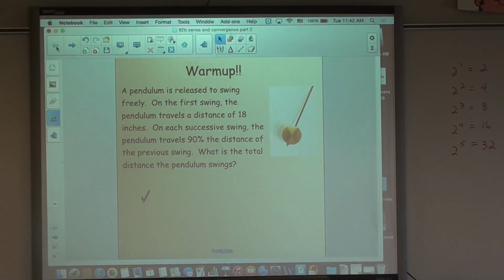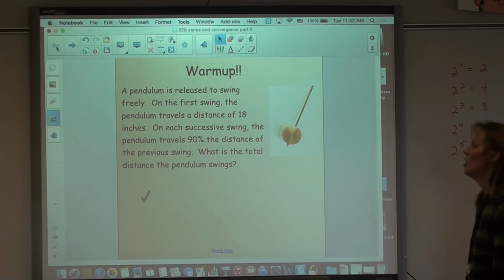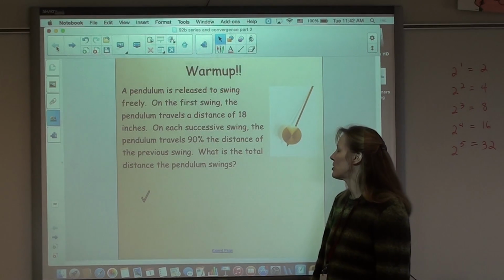So we have a pendulum that is released to swing freely. On the first swing, the pendulum travels a distance of 18 inches. On each successive swing, the pendulum travels 90% the distance of the previous swing. What is the total distance the pendulum swings?